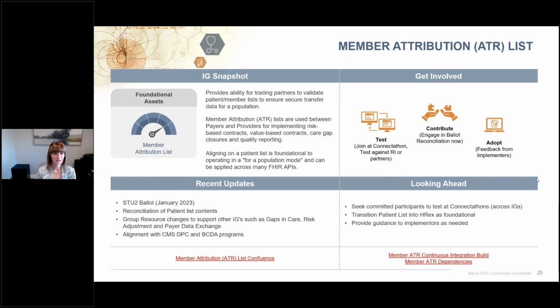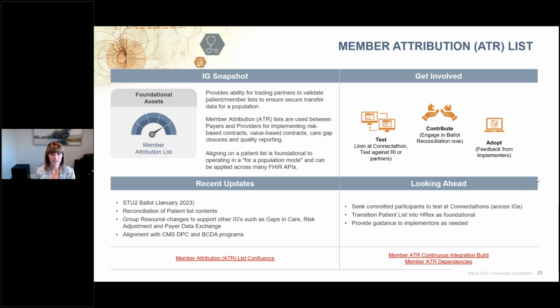So moving on to member attribution. The member attribution list implementation guide provides trading partners the ability to establish, validate, and maintain a list of shared members. We recently balloted STU2 in January of this year, and most recent updates support reconciliation of patient lists to add and remove members and changes to the group resource to support other implementation guides such as gaps in care, risk adjustment, and payer data exchange.